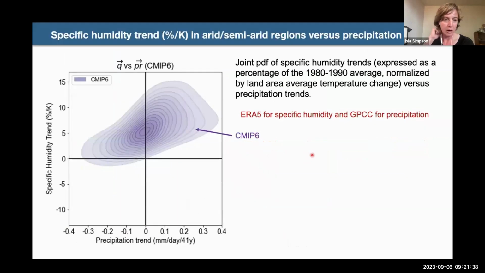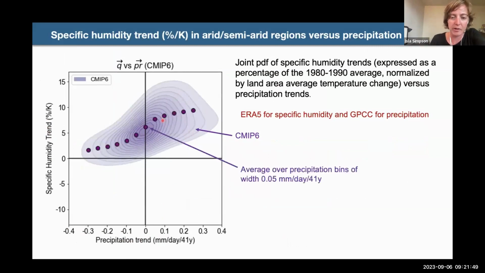And so here's the joint probability distribution of specific humidity trend versus precipitation trend in the CMIP6 models. This is just the values you get averaging over precipitation bins of this width. And then this is a 7% per Kelvin trend line. So what you see in the models is very close to Clausius-Clapeyron scaling. In locations where you have a positive precipitation trend, it gets slightly higher than that. And where you have a negative precipitation trend, it gets slightly lower.